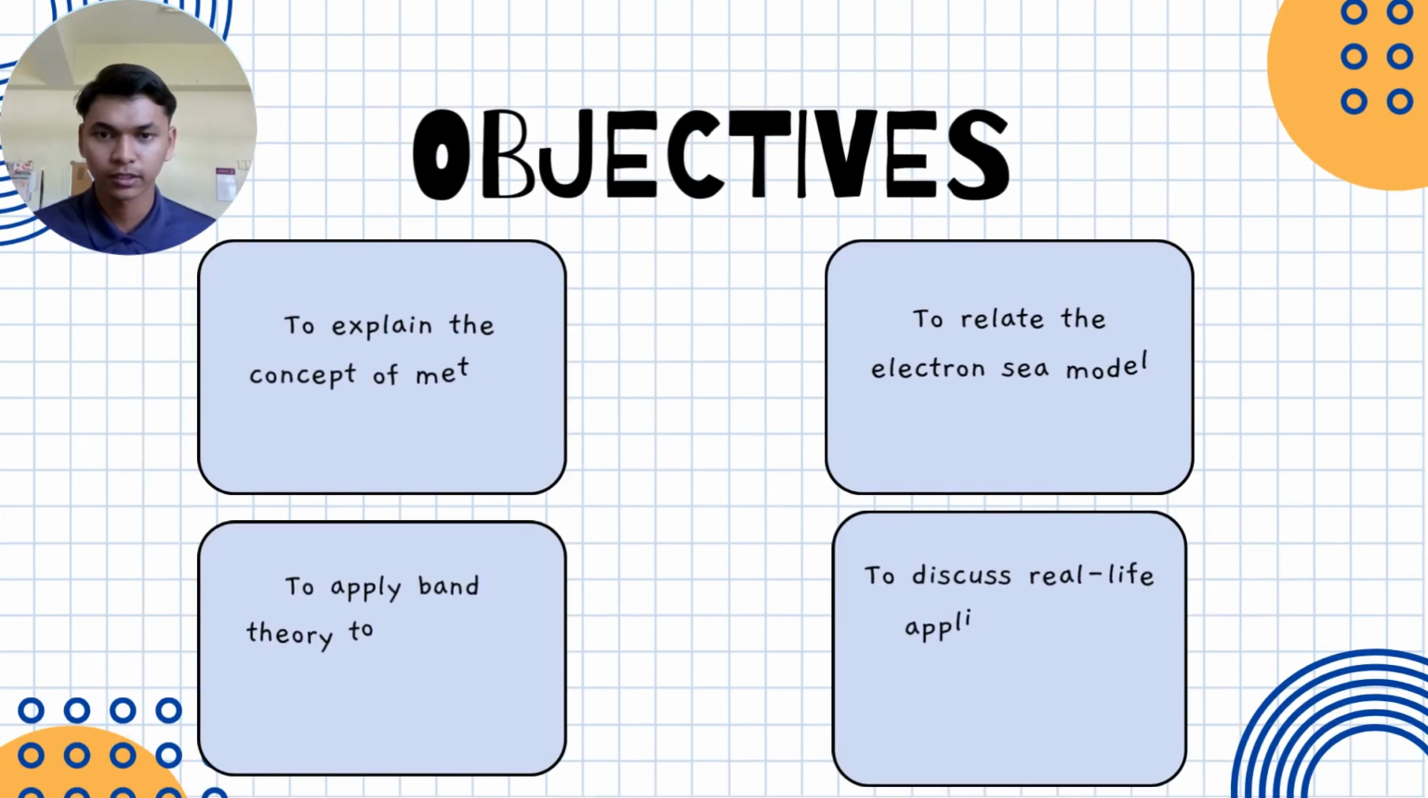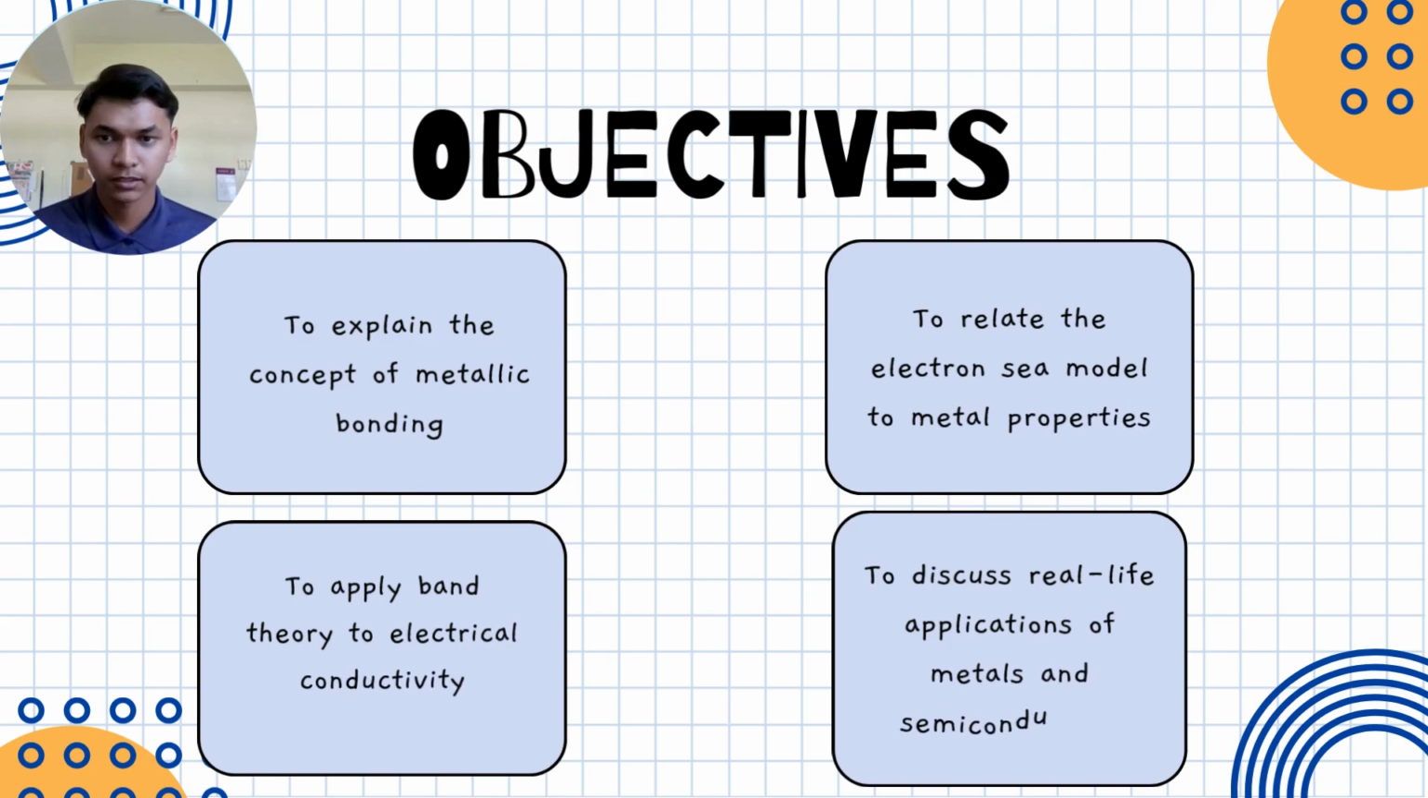Now, let's take a look at the objective. First is to explain the concept of metallic bonding. Second is to relate the electron sea model to metal properties. Third is to apply band theory to electrical conductivity. And last but not least is to discuss real-life applications of metal and semiconductors.